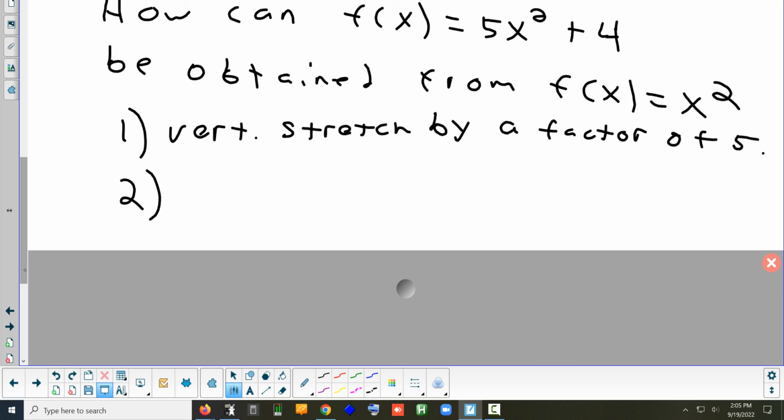How about Dustin? What's the plus 4 going to do? Keep in mind, this is at the end of the plus 4. It's not in parentheses. It's going to shift it up 4 because it's not in the parentheses with the x. So then shift up 4. Those are the 2 transformations and the order that you need to write.